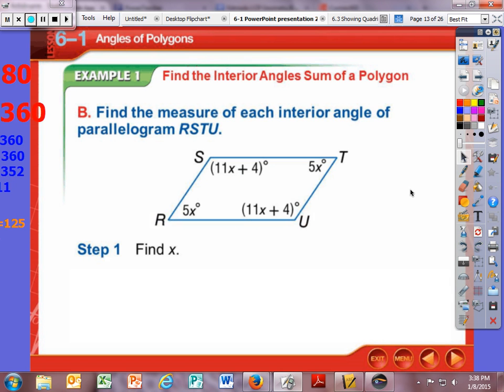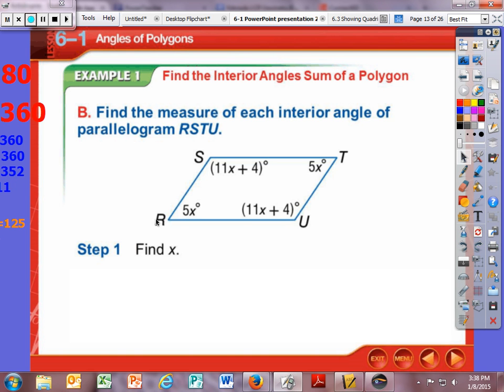Alright, let's take a look at this one. This one's similar, but the directions are different. So it says find the measure of each interior angle of the parallelogram. So the first thing we need to do, if we're going to find each one of the angles on the inside, we obviously need to calculate what x is. To do that, we need an equation. Okay, so remember what this is. It's a parallelogram. It has 4 sides. So the first thing we need to know is, what do all of these angles add up to?